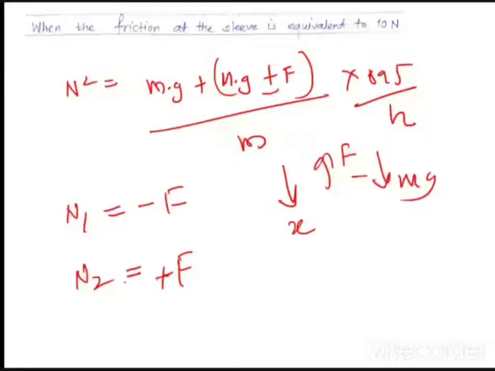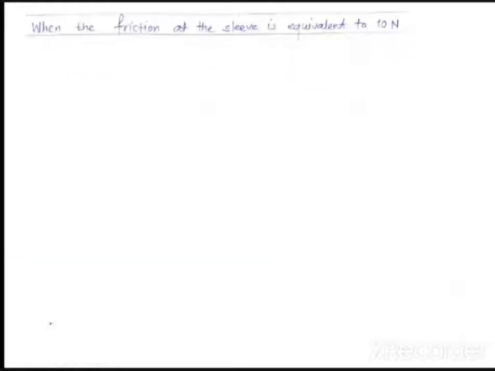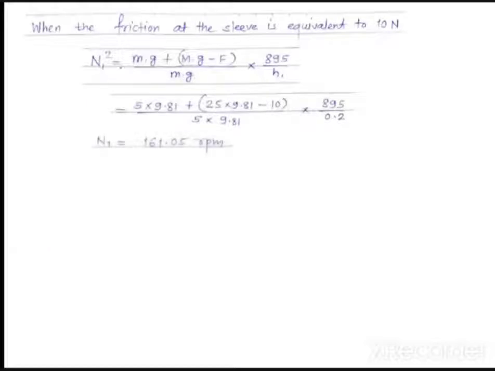And for maximum speed, sleeve movement is upward, so the frictional force is downward, and mg is also downward, so you are using a plus. These are the basic things you have to understand. Now directly I will use the formula: N1 square is equal to (mg plus Mg minus F) upon m h1. Everything we know, you just have to put in.